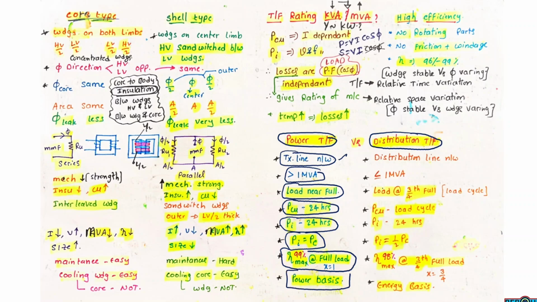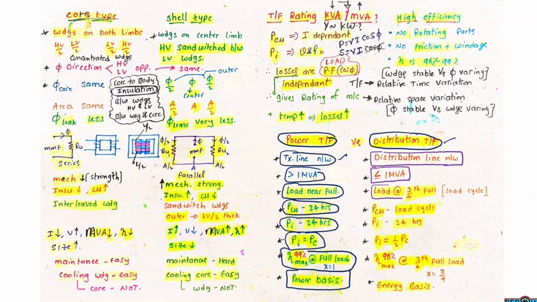This type of transformer operates on power basis. So these transformers continuously transfer power from one circuit to another circuit, that means from primary to secondary. Distribution transformers are mainly provided in the distribution network for load distribution. Rating can be less than 1 MVA.